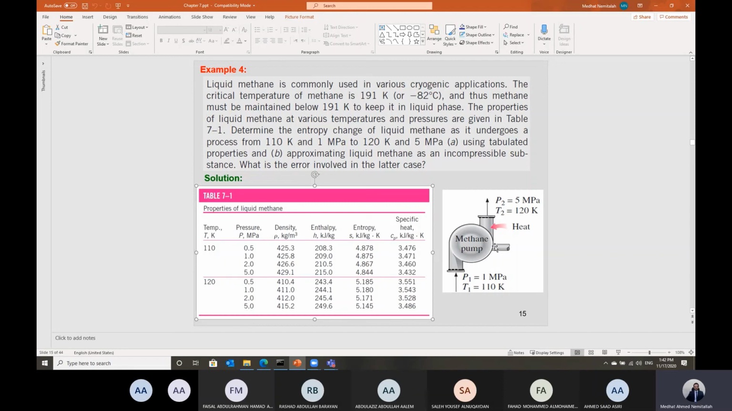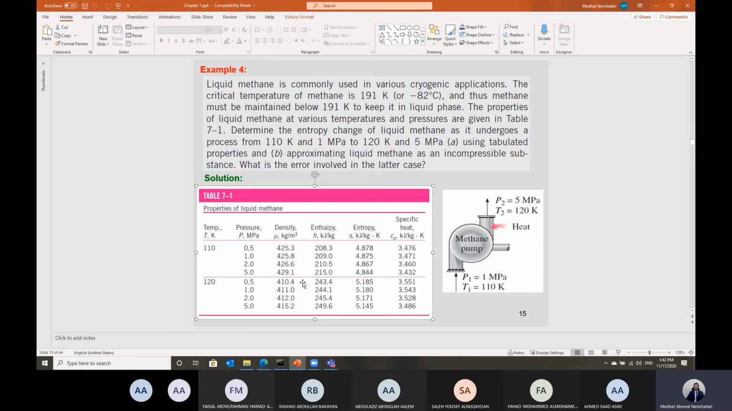He said we have a methane pump that is used to compress the methane from inlet pressure 1 megapascal, inlet temperature 110 Kelvin, to a high pressure equal to 5 megapascal, and temperature T2 equal to 120 Kelvin in this case. And he said we need to determine the entropy change of this liquid methane undergoing this compression process, first of all, using the values in the table.